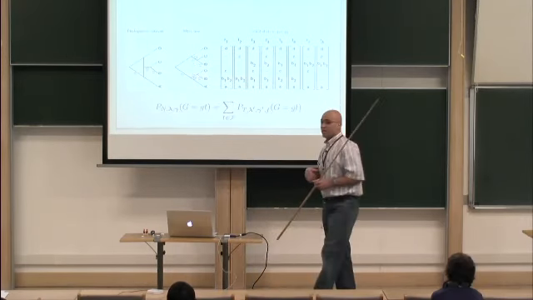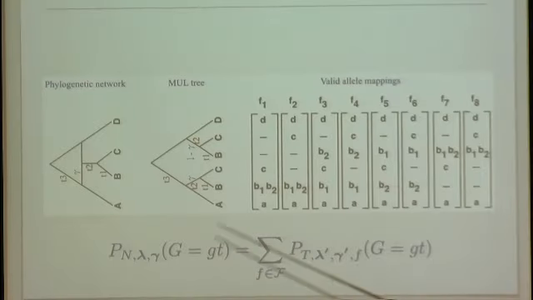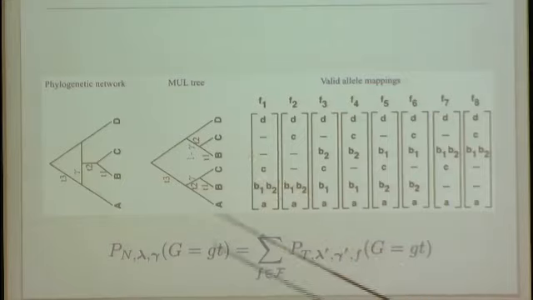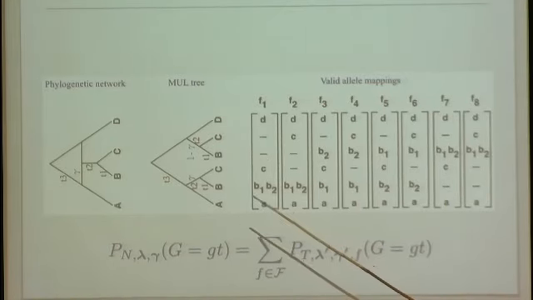After we do that, now we have to find all allele mappings to that multi-labeled tree. What do I mean by that? Suppose we have a gene tree for which we have only a single allele from A, a single allele from C, a single allele from D, and 2 alleles from B. Now, if I give you this multi-labeled tree, then there are many possible ways of mapping these alleles to the leaves of the multi-labeled tree.